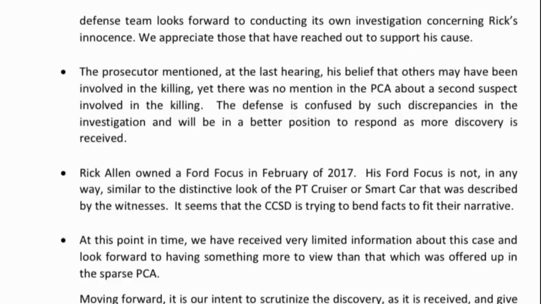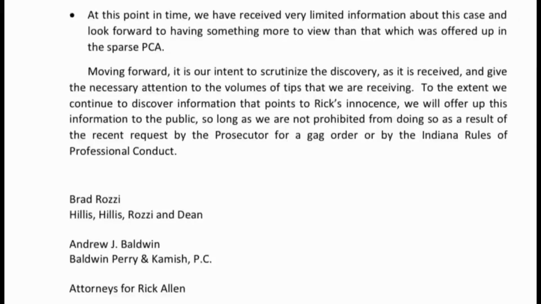His Ford Focus is not in any way similar to the distinctive look of the PT Cruiser or smart car that was described by the witnesses. It seems that the CCSD is trying to bend facts to fit their narrative. At this point in time, we have received very little information about this case and look forward to having something more to view than that which was offered up in the sparse PCA.